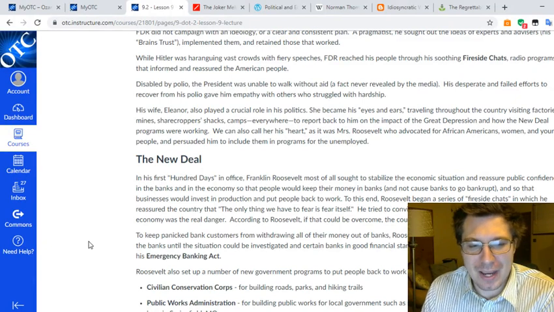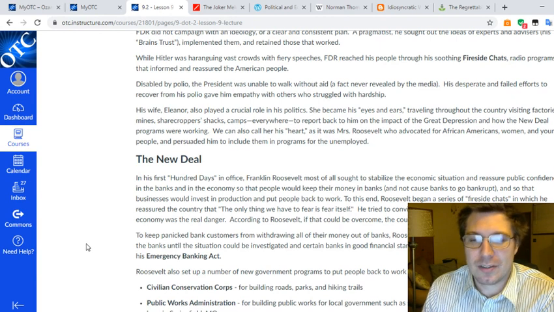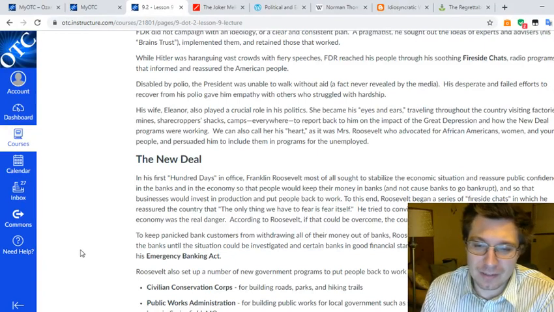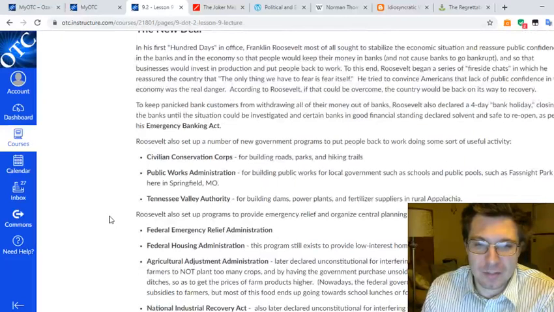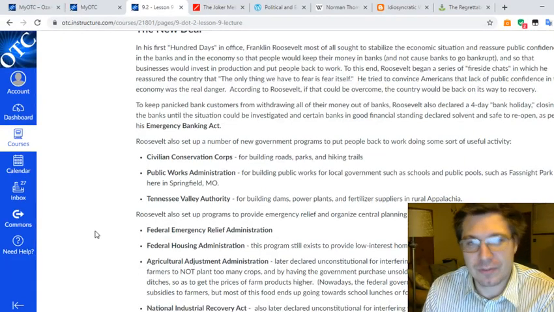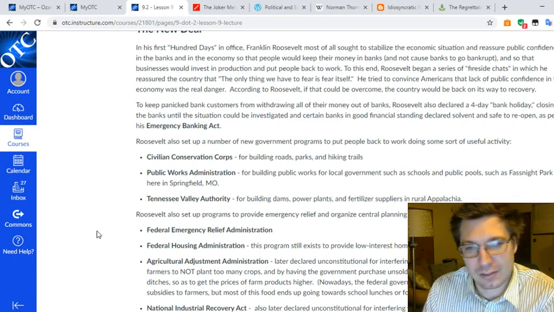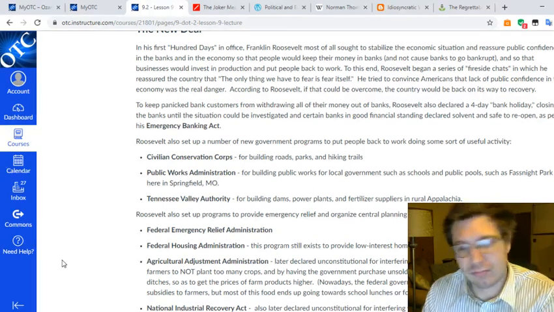According to Roosevelt, if that could be overcome, the country would be back on its way to recovery. To keep panicked bank customers from withdrawing all their money out of their banks, Roosevelt also declared a 4-day bank holiday, closing the banks until the situation could be investigated and certain banks in good financial standing declared solvent and safe to reopen, as per his Emergency Banking Act. Roosevelt also set up a number of new government programs to put people back to work doing some sort of useful activity. So these are not just handouts, welfare checks. These are jobs to do some practical good.